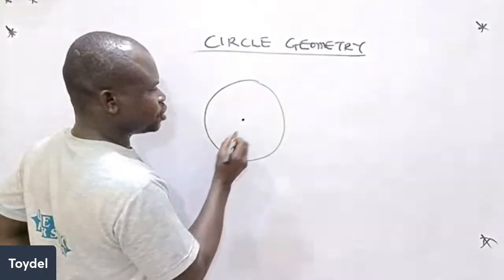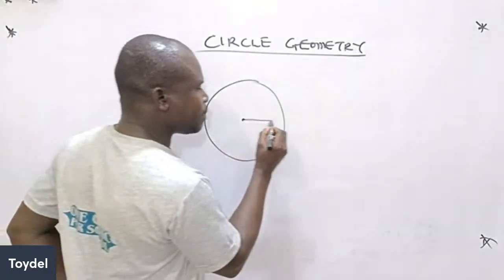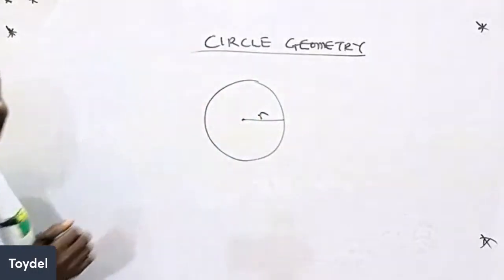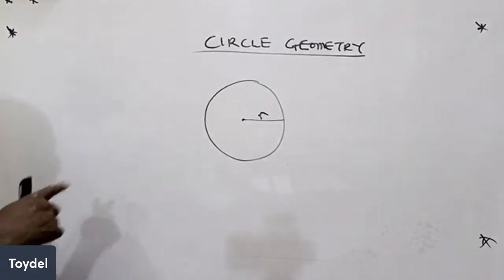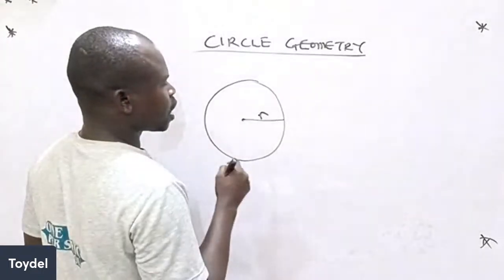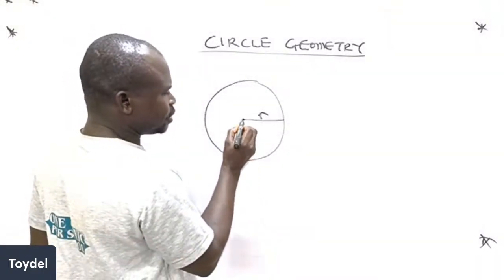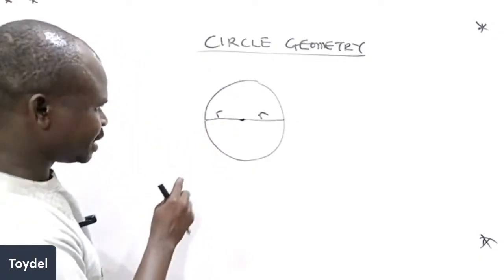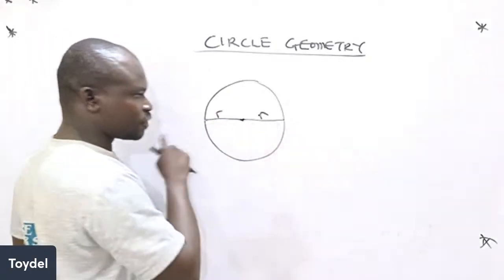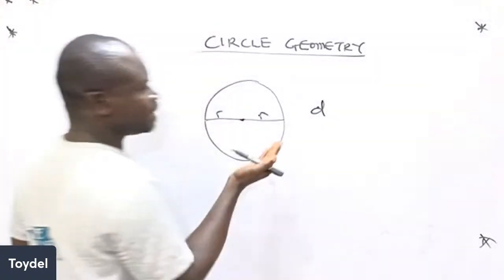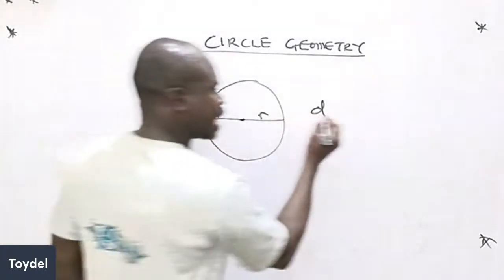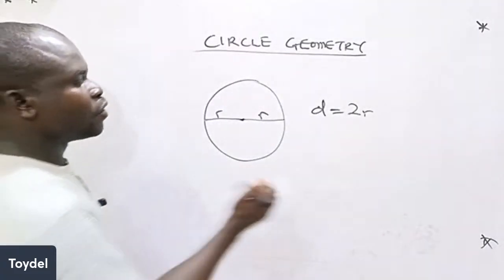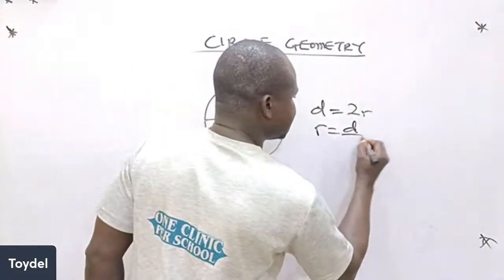A line drawn from the center of the circle to any part of the circumference is called radius. Then you can also have another radius in this direction. This is another radius. So a line that divides the circle into 2 equal halves is called diameter. In the diameter, there are 2 radii. So radius is the same thing as diameter divided by 2.